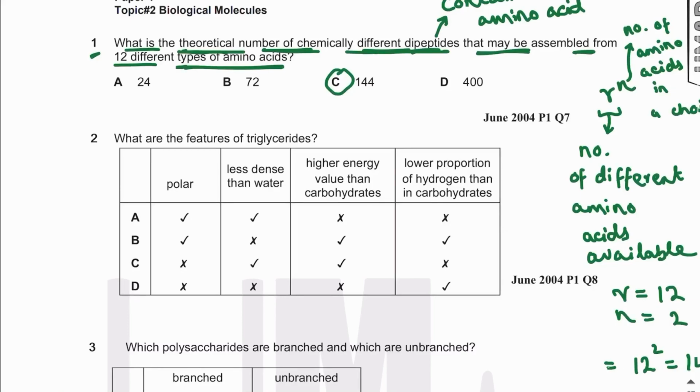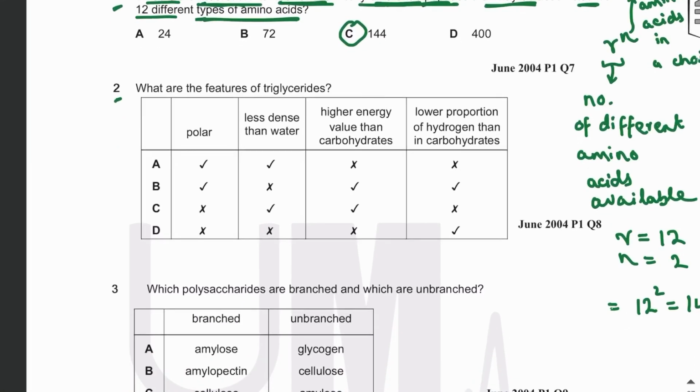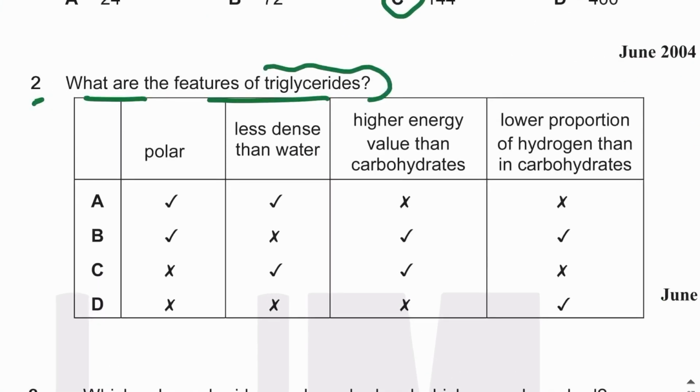Let's move on to MCQ number 2. What are the features of the triglyceride? So guys, if we talk about the triglyceride, you should know that triglycerides are non-polar and they are insoluble in water. So they are not polar, and triglycerides are less dense than water. All lipids are less dense than water.